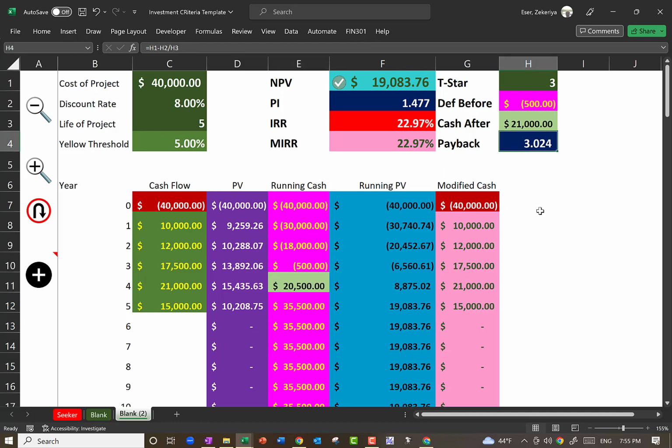And it automatically calculates it. Because after year 3, we still have to recover $500, but I get $21,000, so that's 2.4% of year 3. That's pretty much what payback period is.